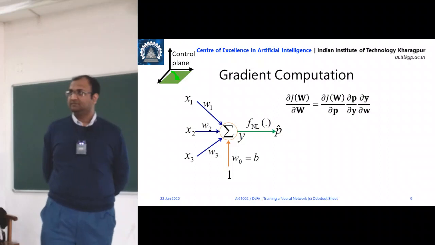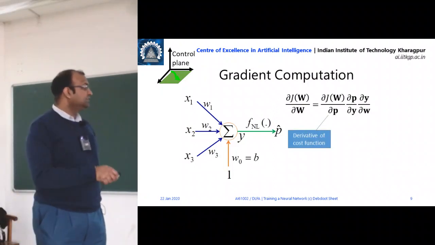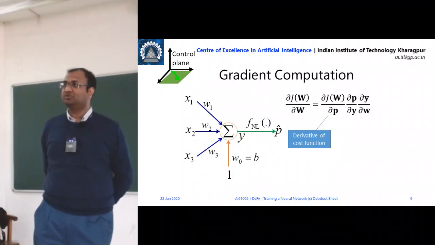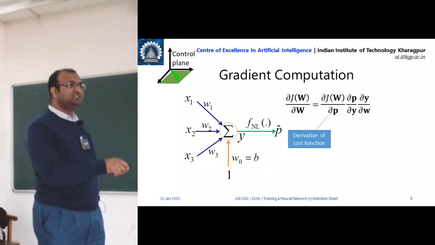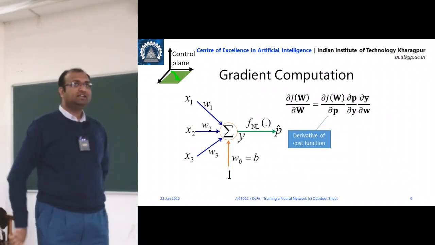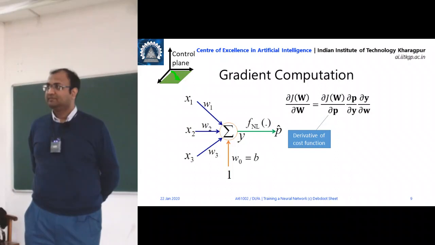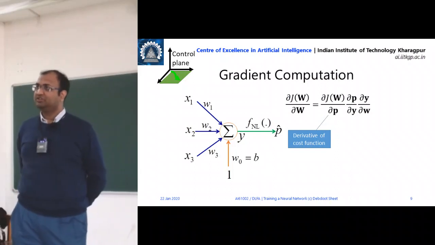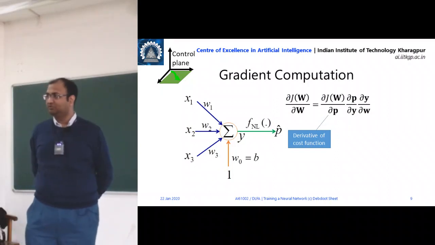Yes, right? Now, each of them has a different name. Generally, this first one is what is called the derivative of the cost function. Because you can pretty much see that this is the derivative of that J(W) with respect to the independent parameter which is P. The only independent parameter which goes to J(W) is P. So it's a derivative of the loss function with respect to the input which goes into the loss function.